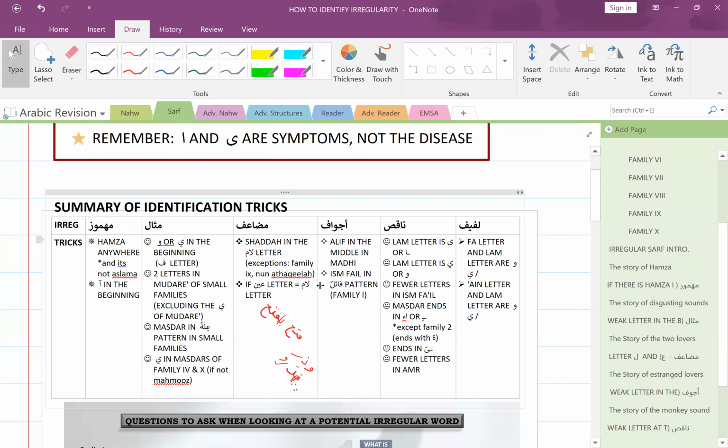Okay, and of course if the ayn and lam letter is the same. Ajwaf, another dead giveaway if you see alif in the middle. Alif in the middle, aqama. Alif is in the middle. It's supposed to be aqwama. Then you have aqama, alif is in the middle. Or qala, alif is in the middle. So that's a dead giveaway, that's ajwaf.